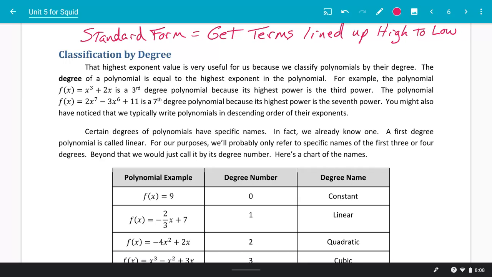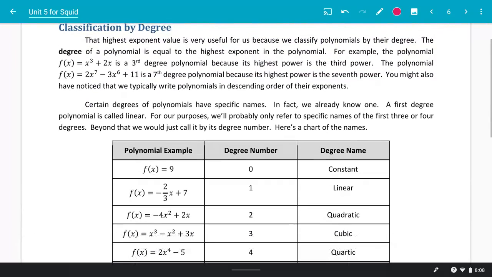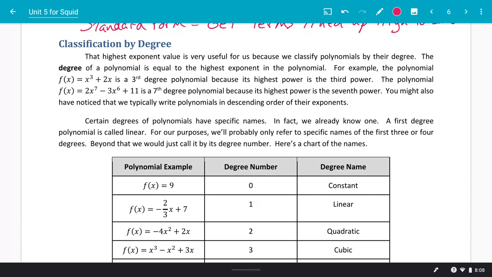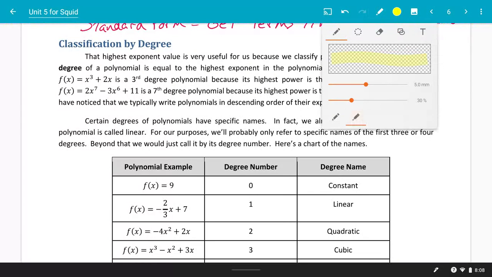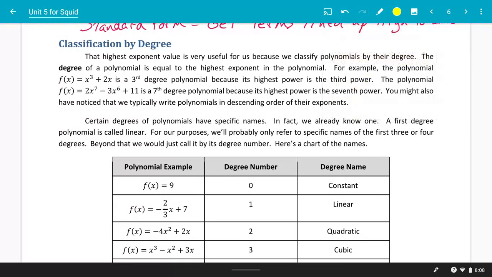Okay. So if you put them in standard form, you'll be able to see the highest term really easily because it'll be at the beginning, and then your constant will be at the very end. All right, so the highest exponent value is very useful because we classify polynomials by their degree. You better highlight this, circle it, bold it. The highest degree of the polynomial classifies it. In other words, it names it. The degree of the polynomial is equal to the highest exponent.